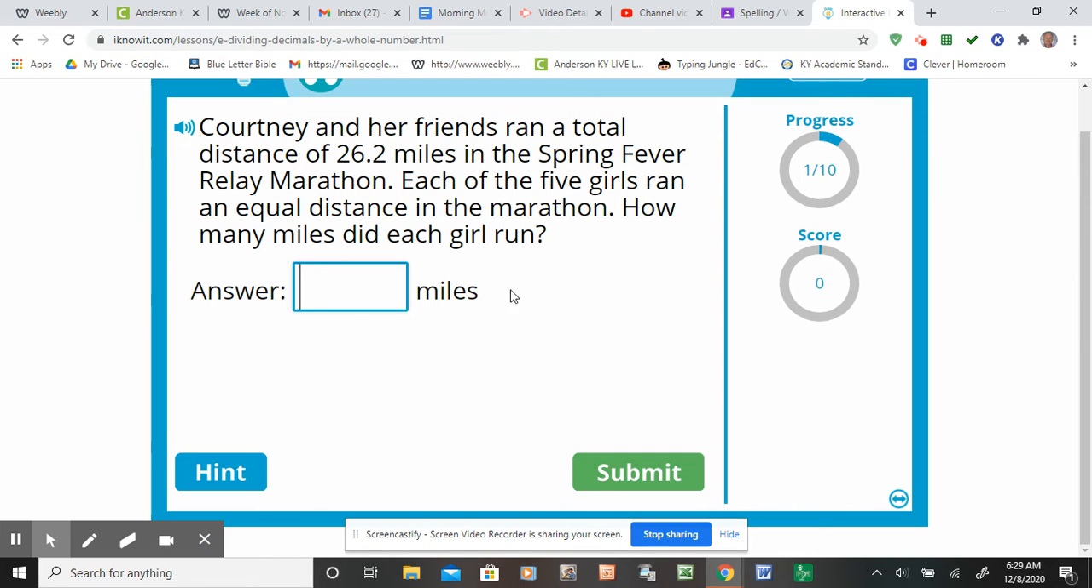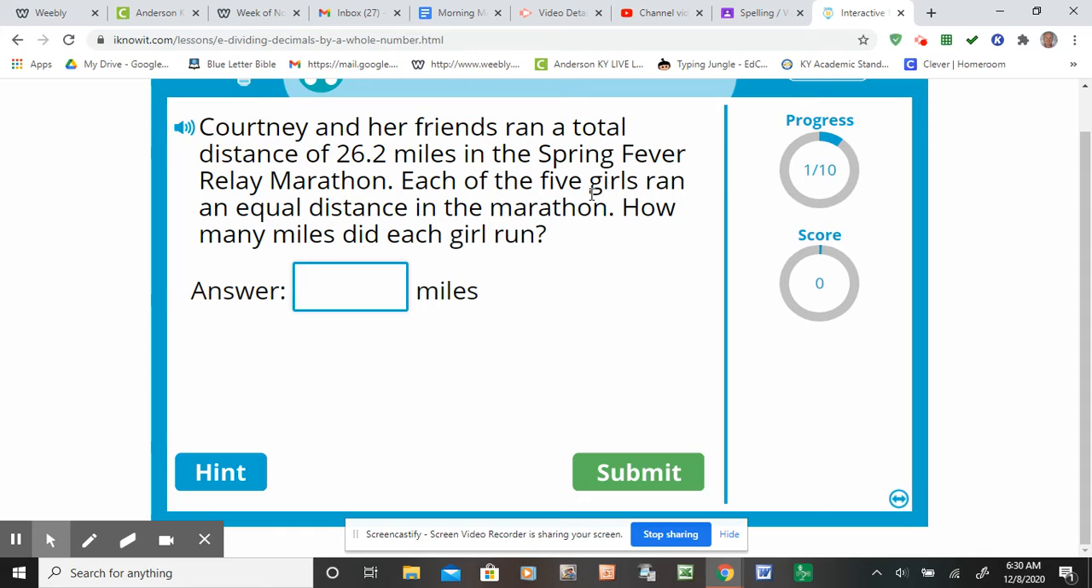Okay, we have this problem. Courtney and her friends ran a total distance of 26 and 2/10 miles at the Spring Fever Relay. Each of the 5 girls ran an equal distance in the marathon. How much did each girl run? Our dividend would be 26.2, that's what they ran total. And 5 girls is what we're dividing that by, so 5 is our divisor.